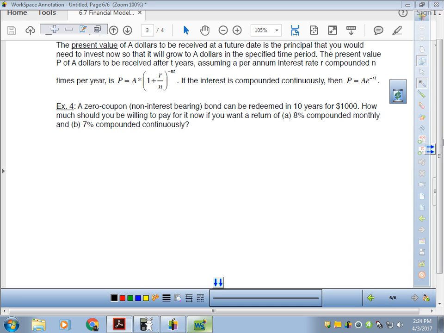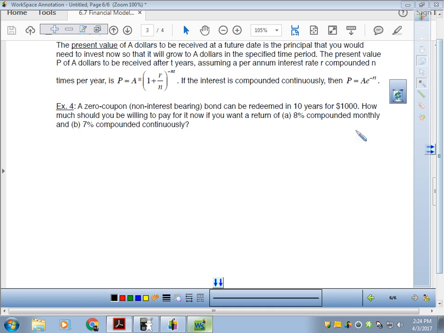In order to do that, the principal that you need to invest is going to be equal to A, the amount you want to end up with, times 1 plus r over n raised to the negative nt power. Or if you're doing it continuously, the principal is going to equal the amount you want times e raised to the negative rt, the negative interest rate times time. So let's work some problems with that.